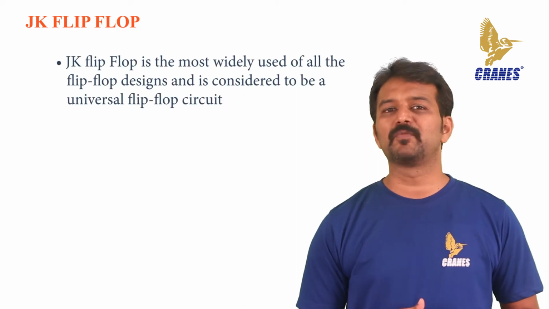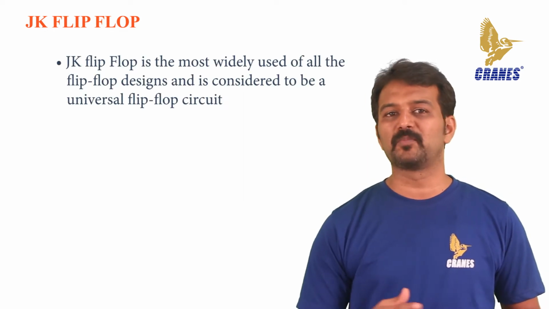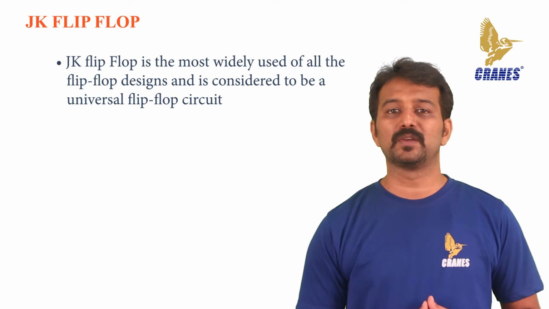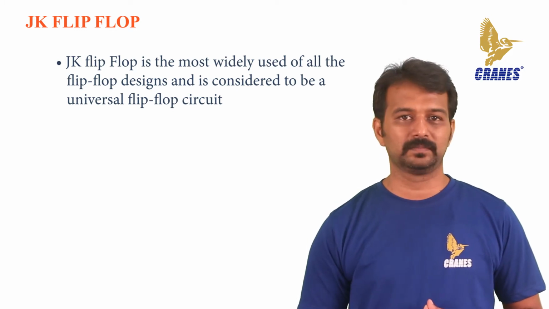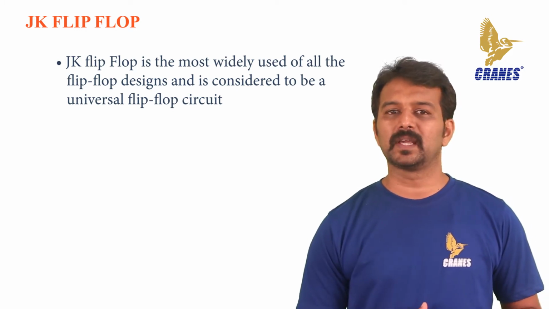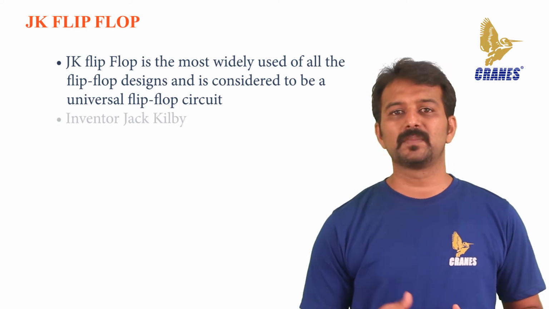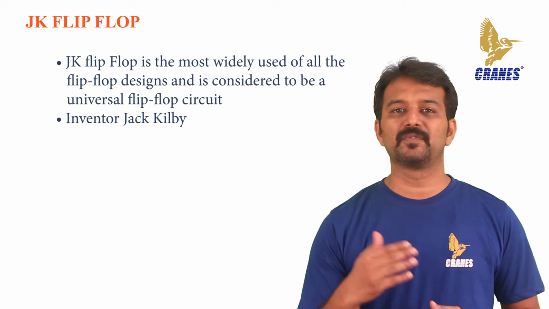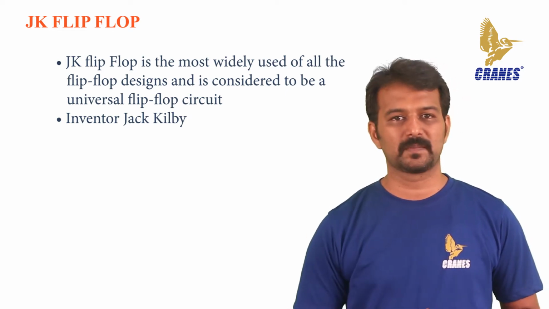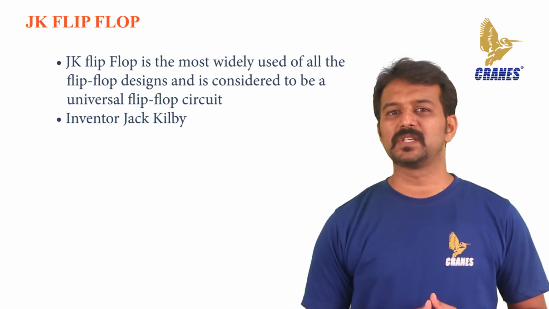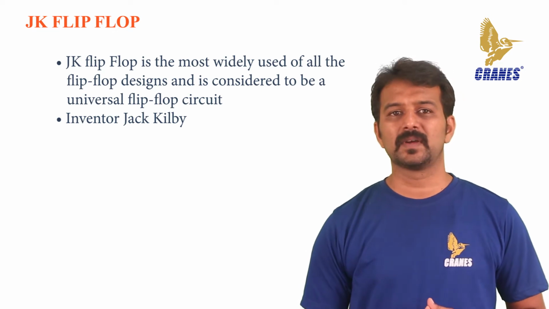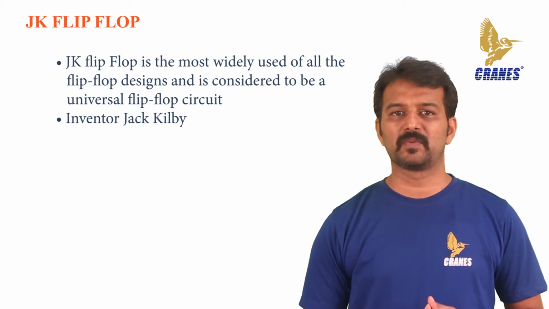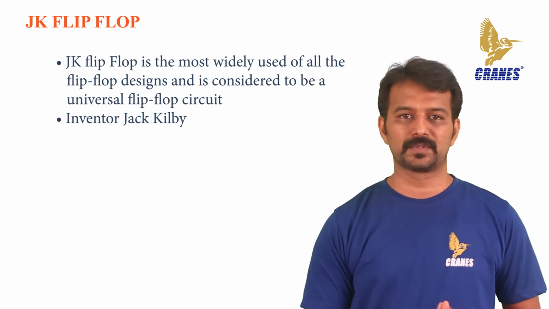The simple JK flip-flop is the most widely used of all the flip-flop designs and is considered to be a universal flip-flop circuit. The two inputs labeled J and K are arbitrary letters, chosen by its inventor Jack Kilby. It is basically to distinguish the flip-flop design from the other types. The sequential operation of the JK flip-flop is exactly the same as for the previous SR flip-flop with the same set and reset inputs.